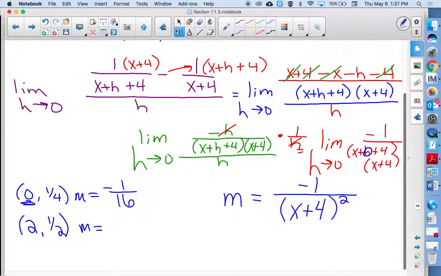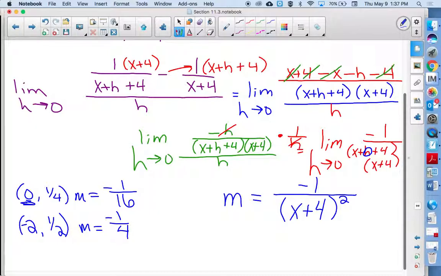And then the second point was negative 2.5. So now you're plugging a negative 2 in. Negative 2 plus 4 is 2. 2 squared is 4.